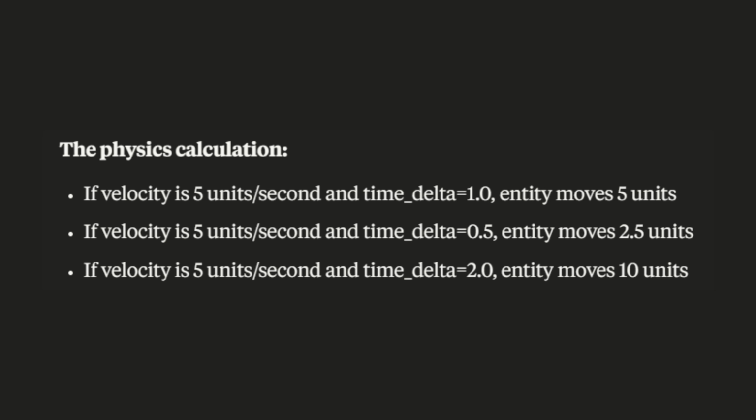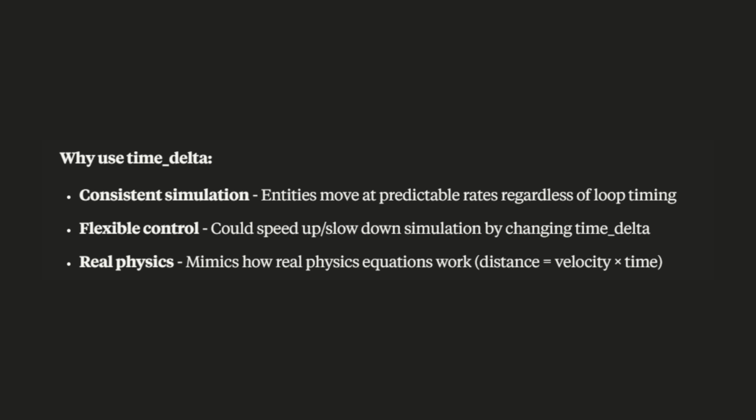If an entity has velocity of 5 units per second and time_delta=1.0, it moves 5 units. If time_delta=0.5, the same entity would move 2.5 units, half the time, half the distance. If time_delta equaled 2.0, it would move 10 units, double the time, double the distance. This creates realistic movement calculations where distance equals velocity times time. The time delta ensures entities move consistent distances regardless of how fast or slow your simulation loop runs.